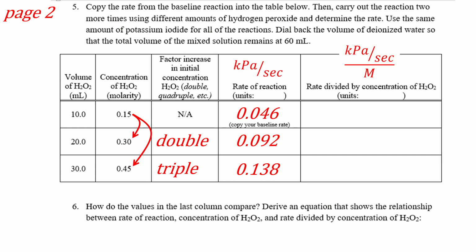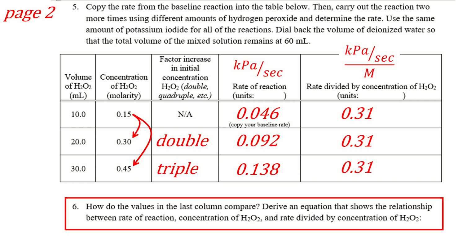So if we divide 0.046 by 0.15, what we get is 0.31. If we divide 0.092 by 0.30, we get 0.31 again. And finally, if we divide 0.138 by 0.45, once again, we get 0.31. We are getting a constant. So we can derive an equation from this. And that's what we're going to do below here.